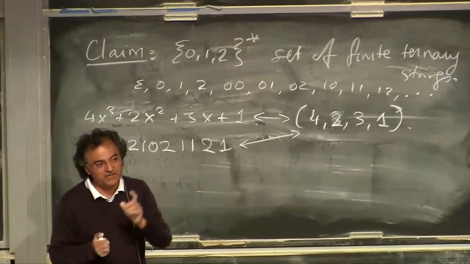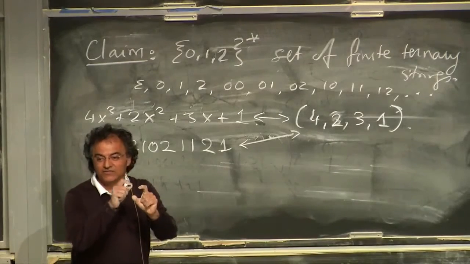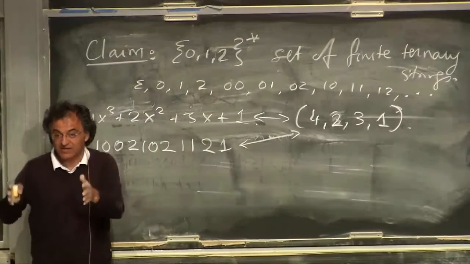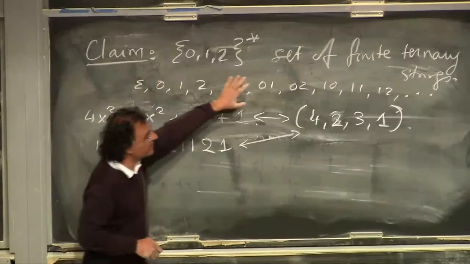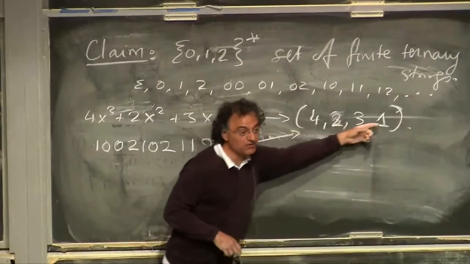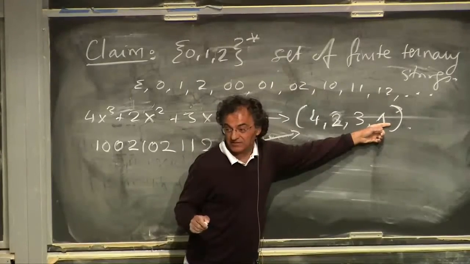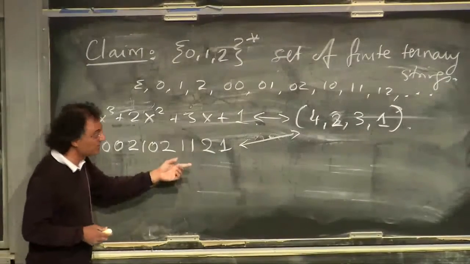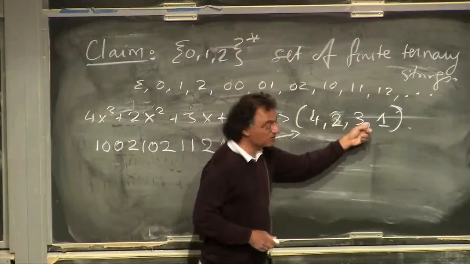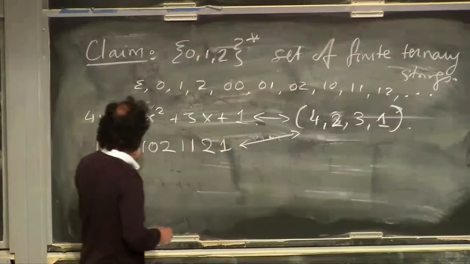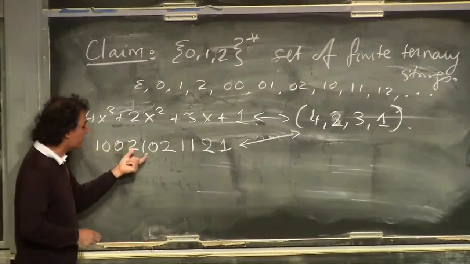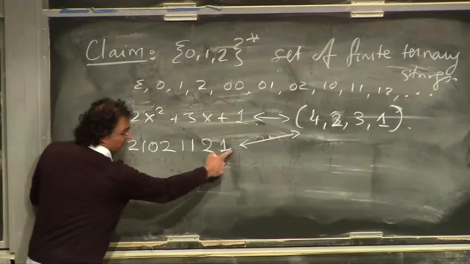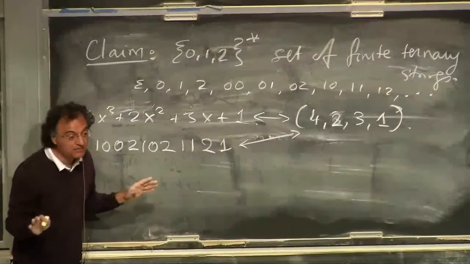So how do we do this? We show that there's a one-to-one function from the polynomials to something which is as large as the natural numbers, which is this set of finite ternary strings. So I want to map every polynomial to a distinct ternary string. I just showed you a mapping. If I have a polynomial, I write out the coefficients, and then I write them out in binary. And instead of separating them by commas, I separate them by 2s.